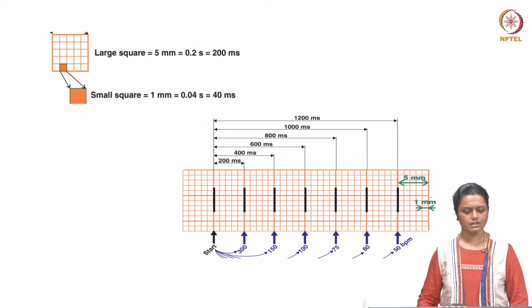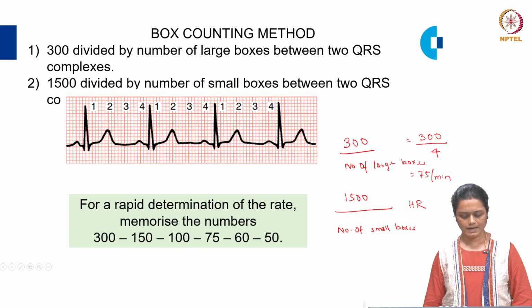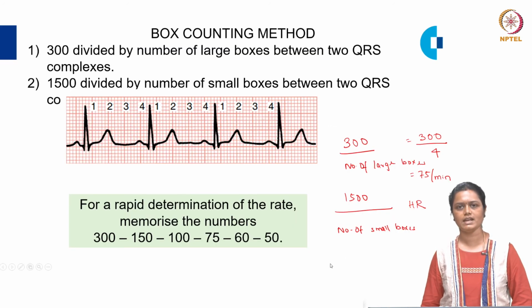You also have an easy method to estimate the heart rate, for which you have to memorize these numbers: 300, 150, 100, 75, 60 and 50. If you have one large square between two QRS complexes, the heart rate will be 300. If the number of large squares is 2, heart rate is 150. If 3, heart rate is 100. If 4, heart rate is 75. If 5, heart rate is 60, and so on.